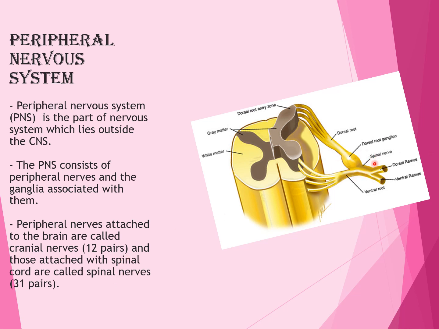So this one is a spinal nerve, and it includes the ventral root and dorsal root. This one is the dorsal root ganglion.